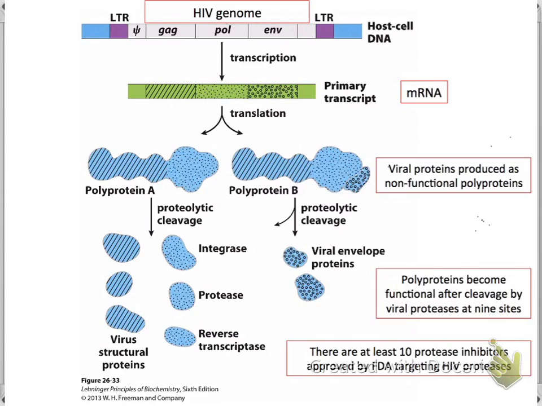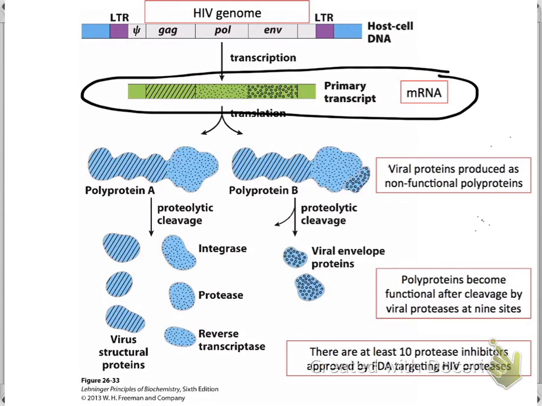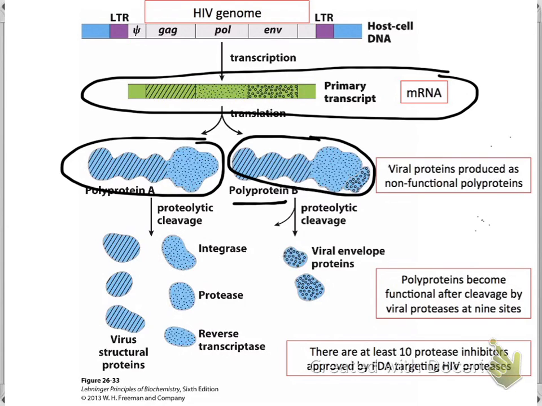So with the HIV genome, when it gets made into mRNA, which is then translated into protein, the products are these large, what are called polyproteins, and poly means many, so there are many proteins, and they're not individual proteins yet. They're these large conglomerates of functional proteins, but they're stuck together. They're still on one polypeptide chain, so they're not functional.